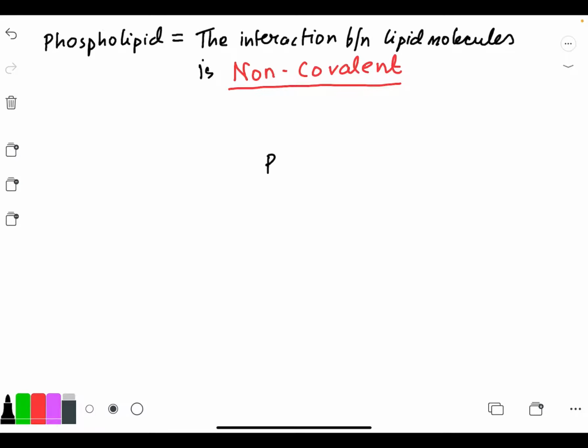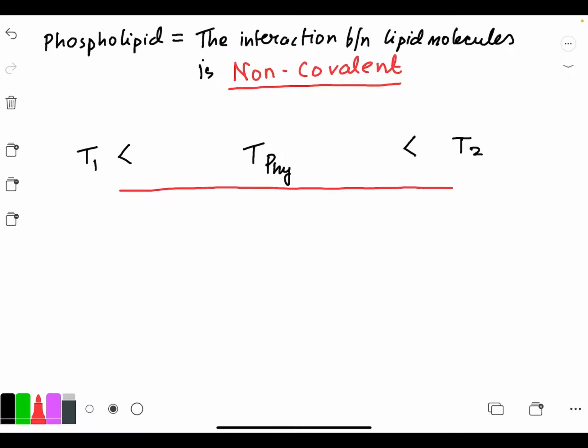Suppose this is the physiological temperature, T physiological. Okay, this is the physiological temperature. This is a temperature T1, which is lower than the physiological temperature, and there is a temperature T2 that is higher than the physiological temperature. The temperature increases in this order, right? Increase of temperature. Now I'm keeping this part the center.